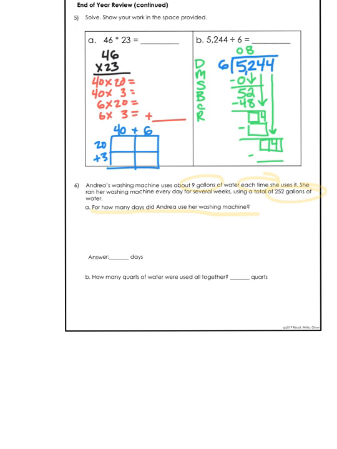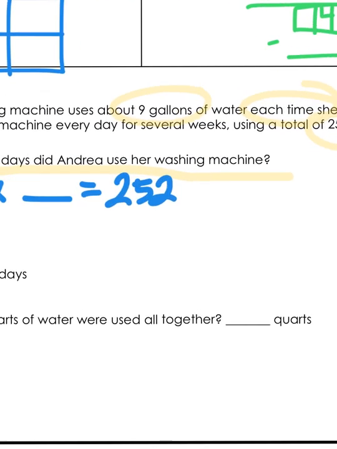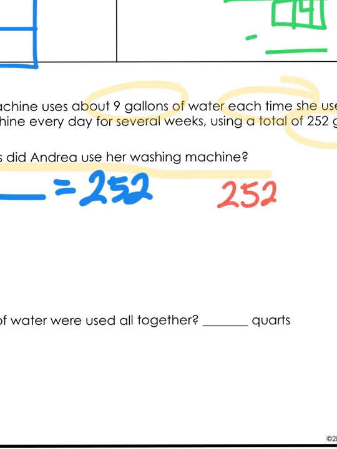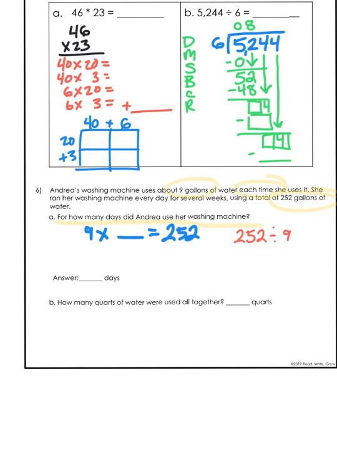So we're assuming that she just used it once a day, 9 gallons per wash. So how do we solve this problem? Well, 9 times something gives me 252. And again, a multiplication problem with a missing factor is just another way of thinking about a division problem. 252 divided into groups of 9. How many groups of 9 gallons can I get out of 252? And again, you would set that problem up like you did up here for number 5B using long division.